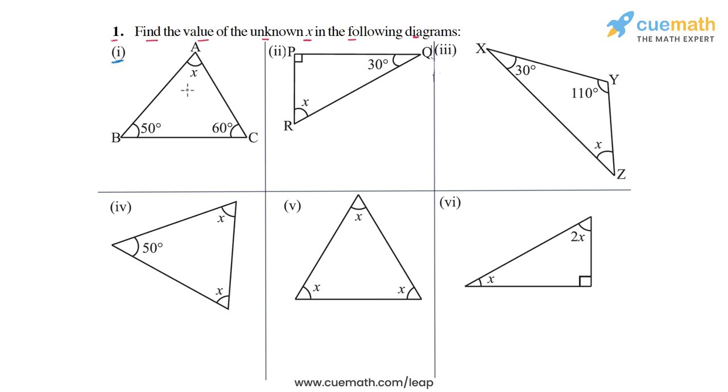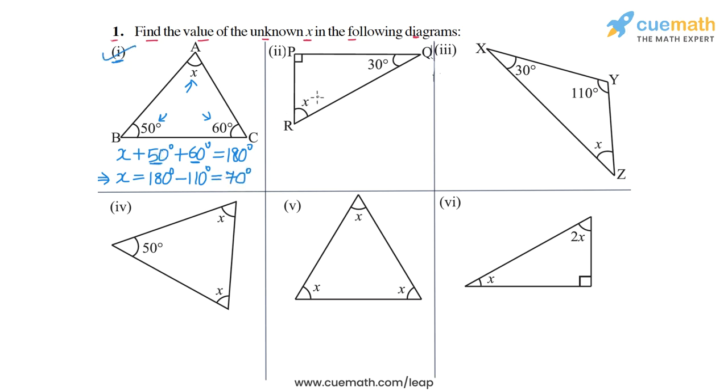In part 1, the three angles are x, 50 degrees and 60 degrees. So the sum of these three angles should be 180 degrees. So we can write x plus 50 degrees plus 60 degrees must be equal to 180 degrees. So 50 degrees plus 60 degrees is equal to 110 degrees. So from here we can write x will be equal to 180 degrees minus 110 degrees, which will be equal to 70 degrees. So 70 degrees is the answer for part 1.